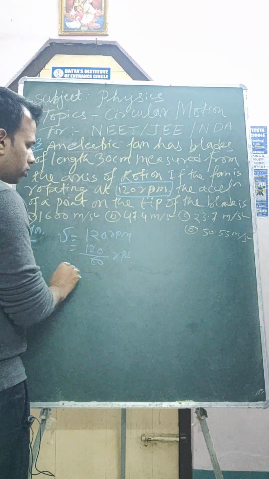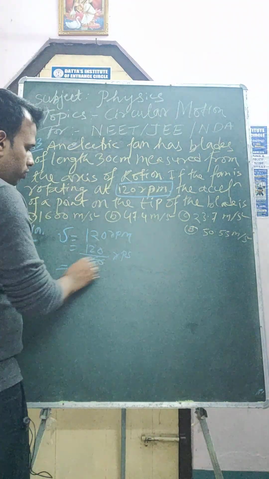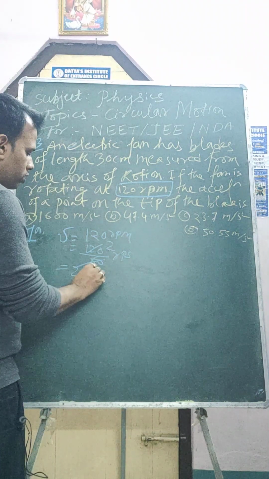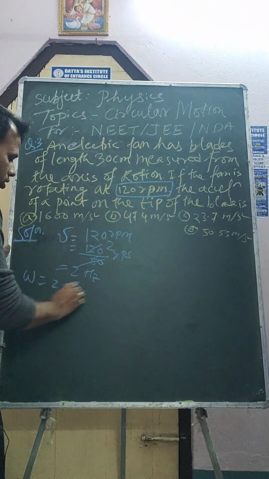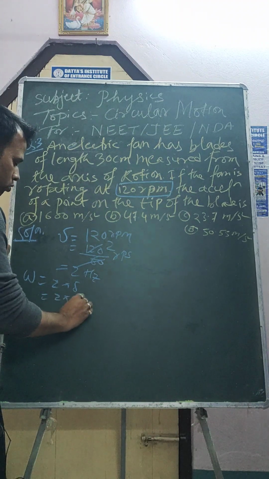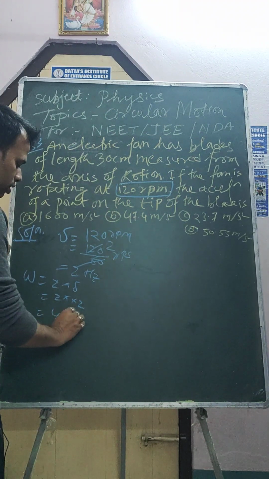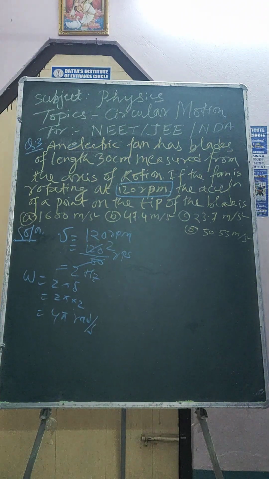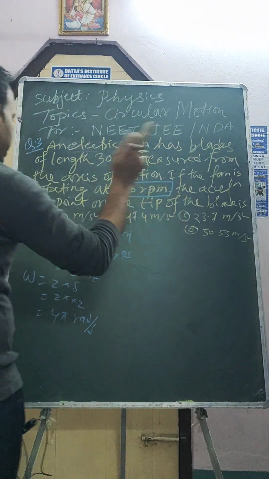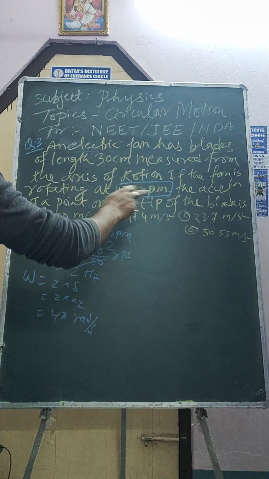It will become 2, that is 2 hertz. So omega equal to 2 pi nu, that is 2 pi into 2, that is 4 pi radian per second. That is the angular velocity, and we need the acceleration of a point on the tip of the blade.